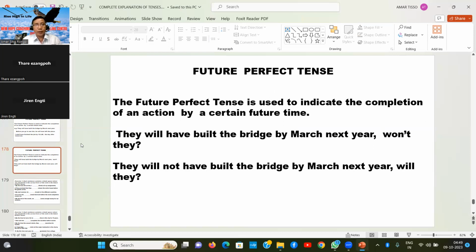So it's all right. You have taken the screenshot, Jiren, this particular slide. Yes, sir. Okay.